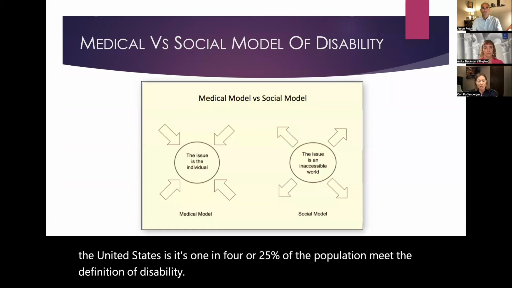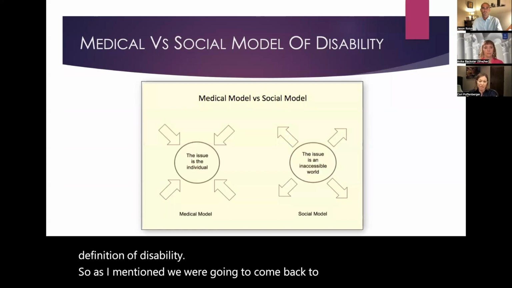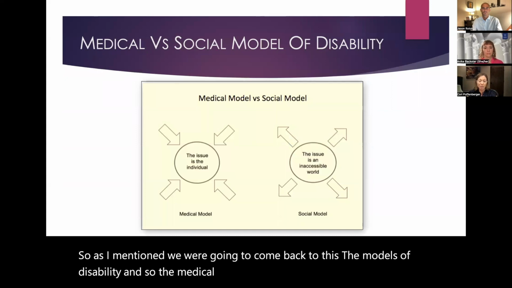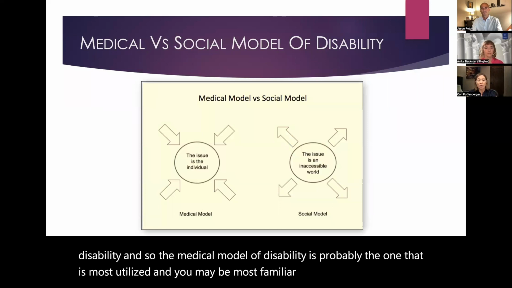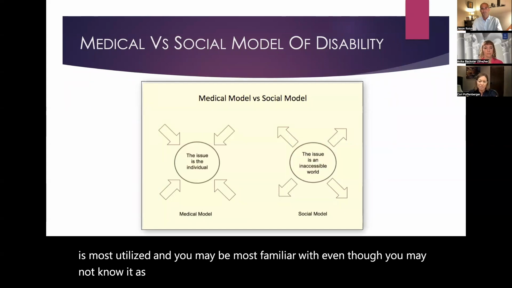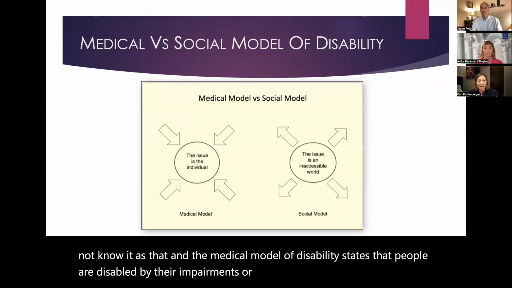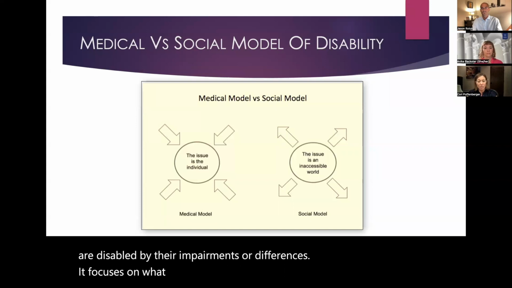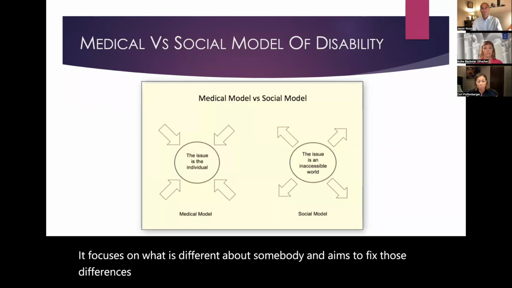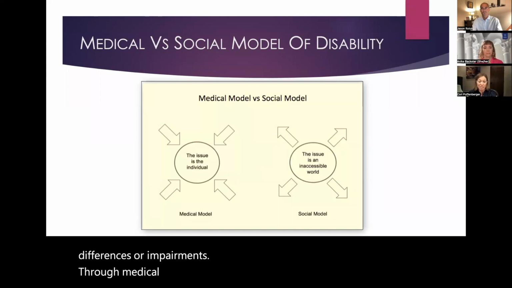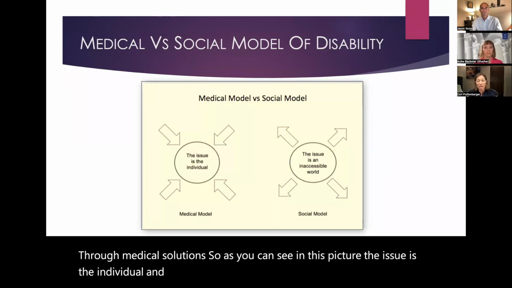As I mentioned, we were going to come back to the models of disability. The medical model of disability is probably the one that is most utilized and you may be most familiar with, even though you may not know it as that. The medical model of disability states that people are disabled by their impairments or differences. It focuses on what is different about somebody and aims to fix those differences or impairments through medical solutions. As you can see in this picture, the issue is the individual, and the individual needs to change to fit in with everyone else in the world.